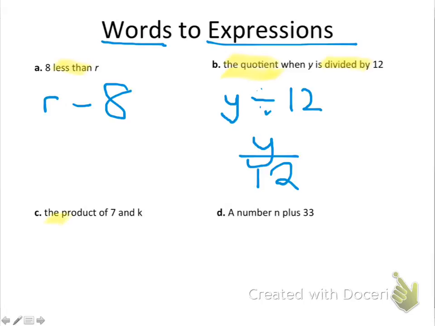The product of 7 and k. When we see product, that means multiplication. So I'm going to put 7 times k. It's a little dot. Or you could just write 7k.